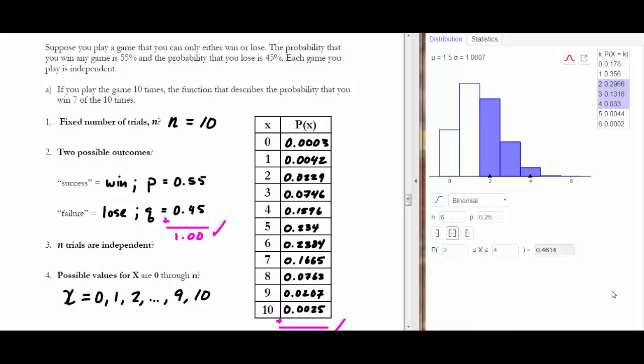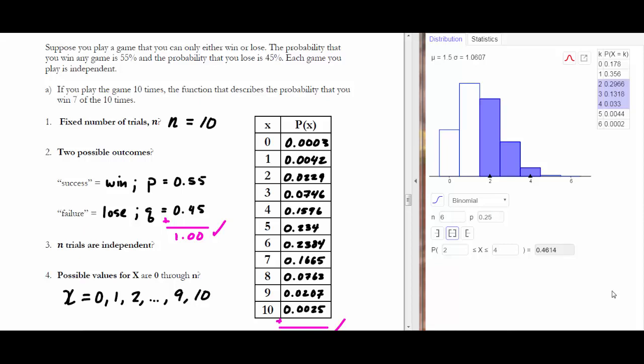Section 4.3, binomial distribution. Okay, this one says, suppose you play a game that you can only either win or lose. The probability that you win any game is 55%. The probability that you lose is 45%. Each game you play is independent.